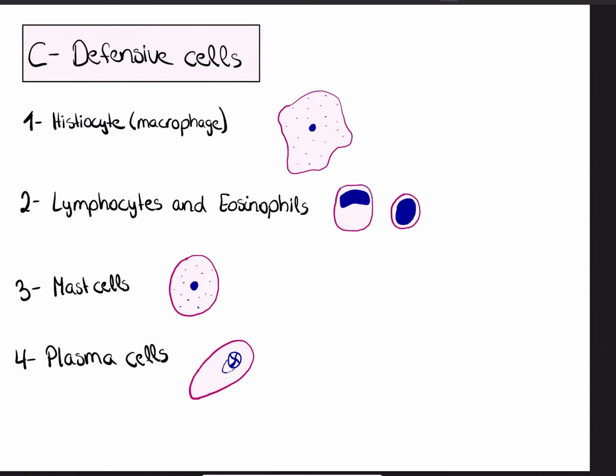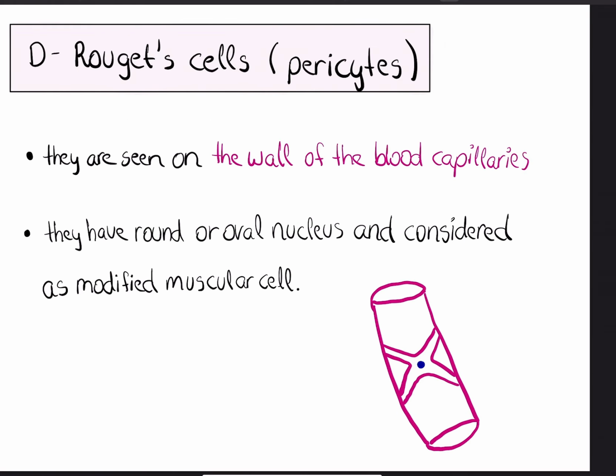Okay, so another type is the defensive cells. We have here many types. We have the histiocyte, also called macrophage, lymphocytes and eosinophils, mast cells, and plasma cells. We have pericytes. They are seen on the wall of the blood capillaries. They have a round or oval nucleus and are considered modified muscular cells.